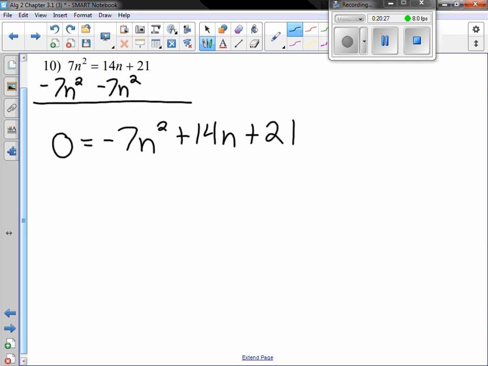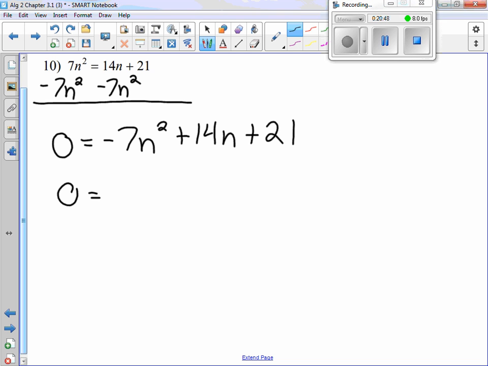Now does this one here look like the ones we've been doing a little bit, except for negative 7. But that's what we do. On 8, 9, and 10, we get everything to the right or everything to the left. We want to move everything to one side. And then we continue on as normal. Is there a greatest common factor between all three terms? 7. And I'm going to pull out negative 7. Because I want to try to keep the first term, the term in front of the n squared, positive. I want to keep it positive if I can.